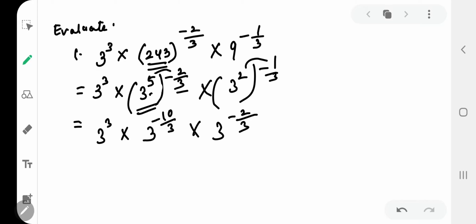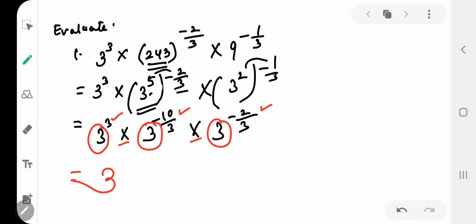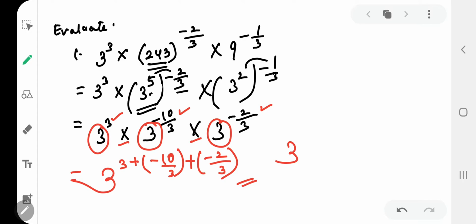My dear kids, now if you notice, you have a common base. So you can write the common base, and as I said about the exponents, if you have multiplication in between, they will be added. So 3 plus minus 10 upon 3 plus minus 2 upon 3. Now the base will be the same, and you have to take the LCM of this, that will be 3. And here it will be 9 minus 10 minus 2.